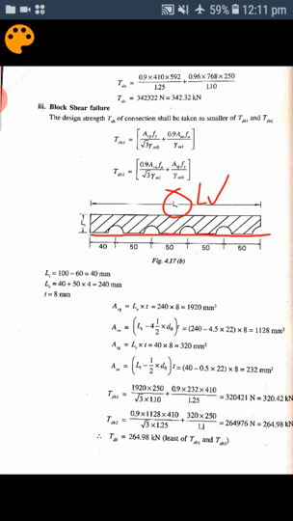So how is LV to be taken? From the edge of the section till the last bolt hole center, that is LV. It is taken here as LV equal to 40 plus 50 plus 50 plus 50 plus 50.